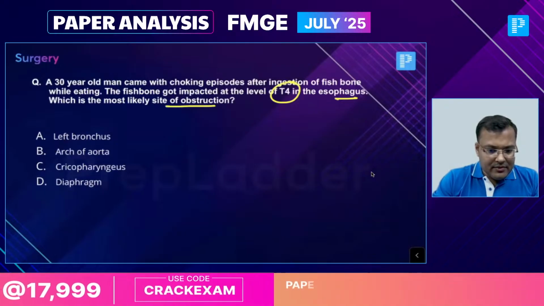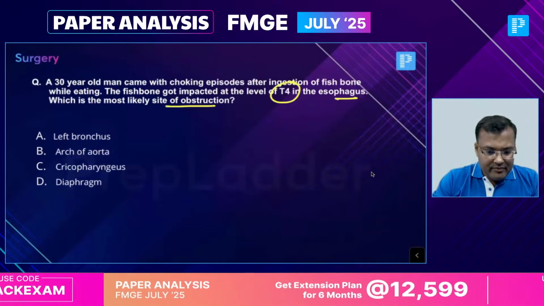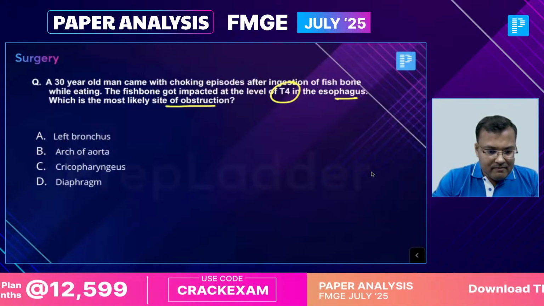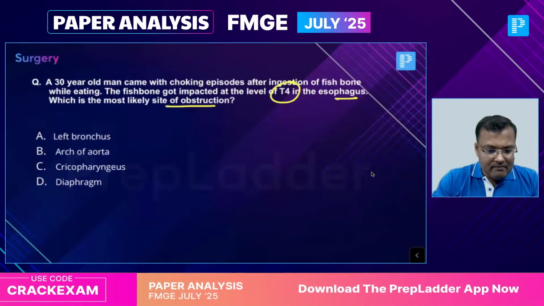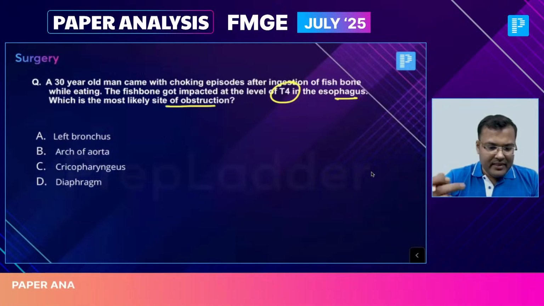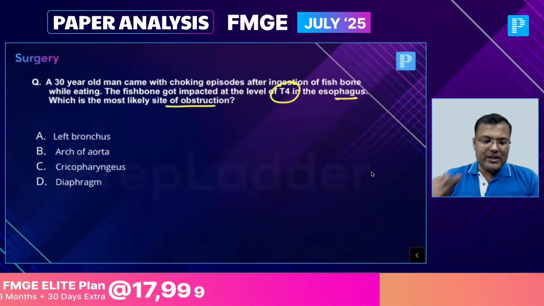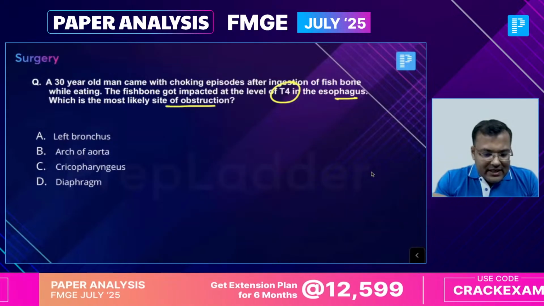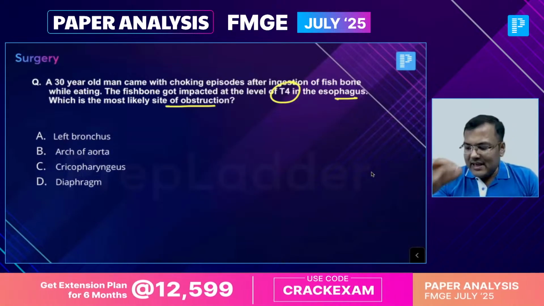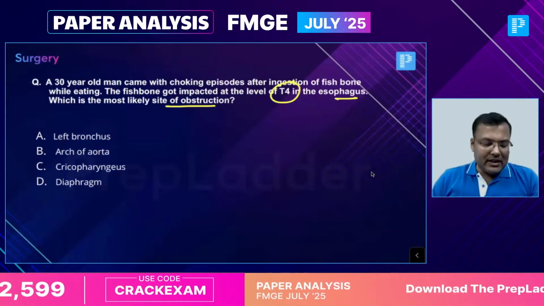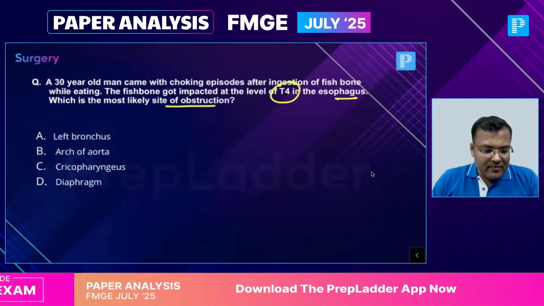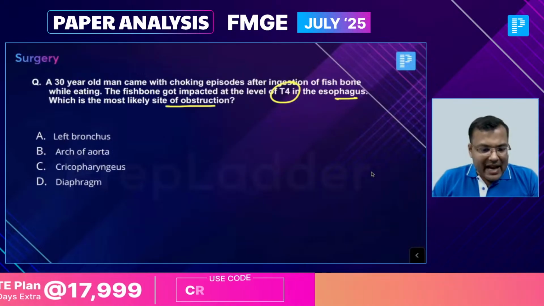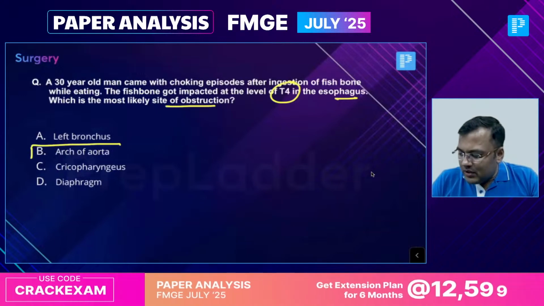Yes, very good. So almost everybody is correct. Now see here, T4 was in the answer option. Guys, both of these are correct. Left bronchus and arch of aorta are both correct because the level is both arch of aorta and left bronchus. But actually, if you have to choose between the two, then you should choose arch of aorta.